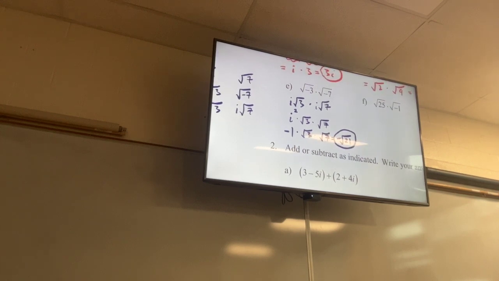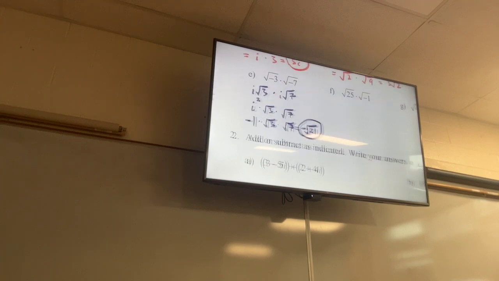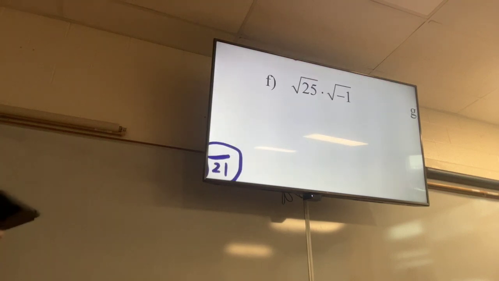This one right here, F's not too bad. Can I move on to F? Okay. Square root of 25 times the square root of negative 1. What's the square root of 25? 5. What's the square root of negative 1? i. So it's just 5i.